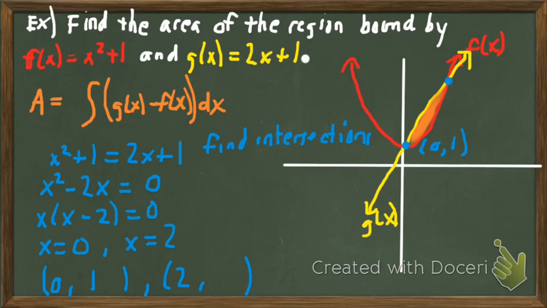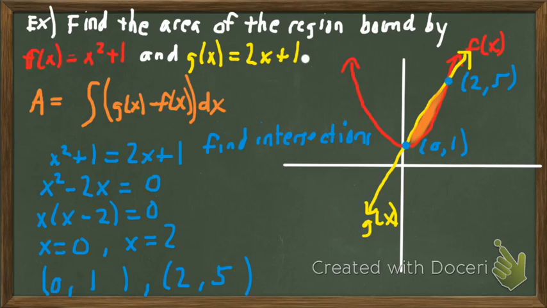All right, and then we're going to plug in 2. Well, 2 squared plus 1 is going to give you 5. Or if you do 2 times 2 plus 1, you're going to get 5. Again, it didn't matter which function you plugged it into because this is the point where the two functions had the same y value. So we know that this is the point (2, 5).